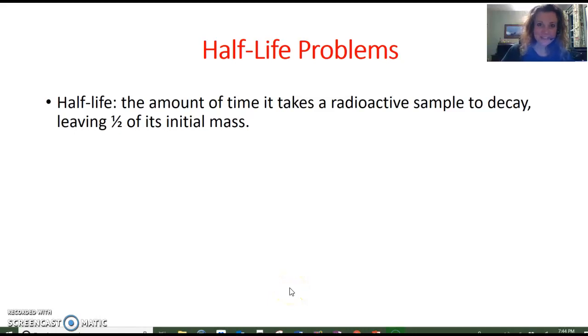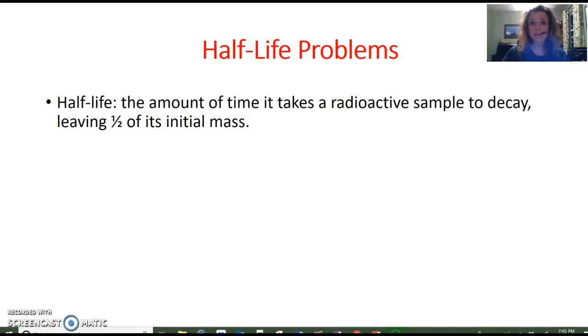Good evening, chemistry students. Today we're going to learn how to do some half-life problems. But before we can start there, we need to know what half-life is. As it says on your screen, it's simply the amount of time it takes for a radioactive sample to decay so that only 1/2 of its initial mass is left over.